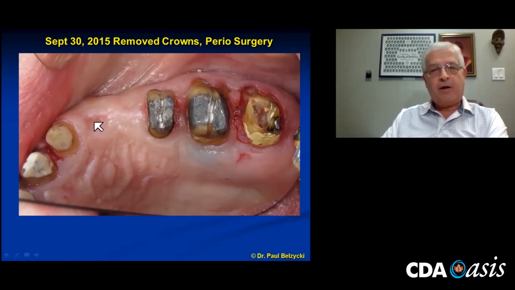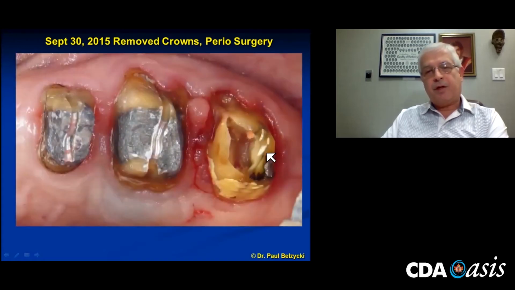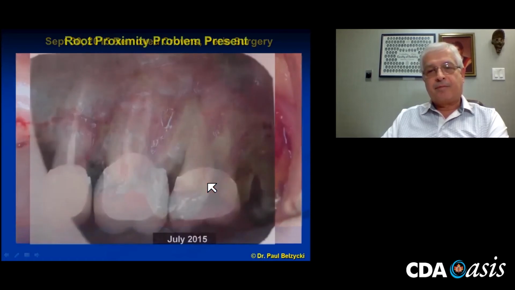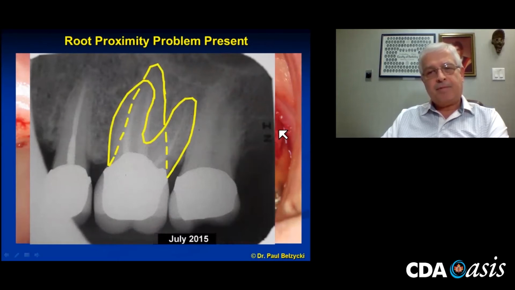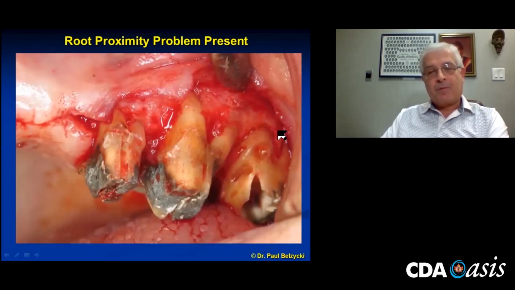The socket had gone on to heal a bit, so he came in. I removed my 2-unit splint that I had placed in 2007. I removed these crowns and start restoration of the area. And I could see I've got tissue here which is angry. Part of that reason is a root proximity problem between the distal buccal root of the 26 and the 27. And there you can see it. Raised a flap.